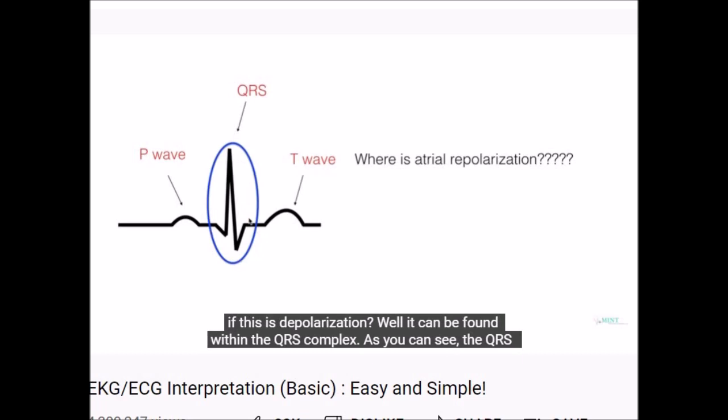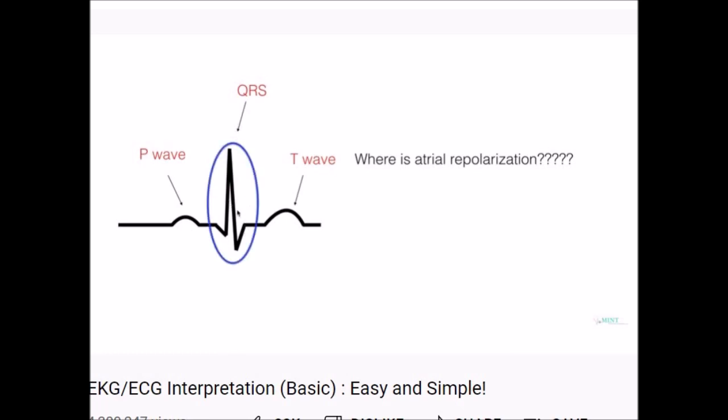As you can see, the QRS complex is a tall structure. Because ventricles tend to contract stronger than the atria, they tend to mask the atrial repolarization. And so atrial repolarization and relaxation takes place after the P wave, and can be found within the QRS complex.